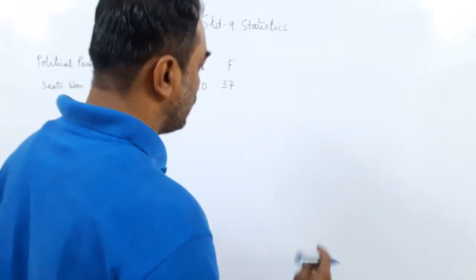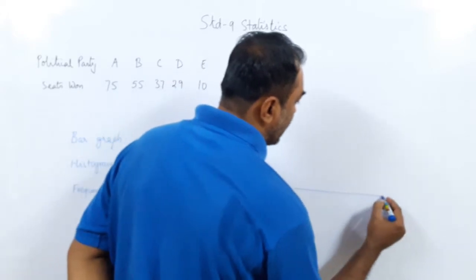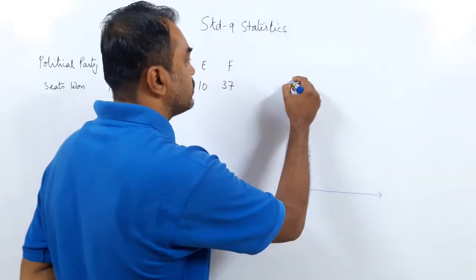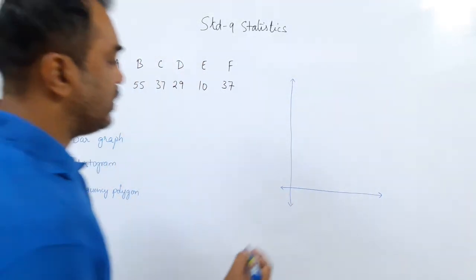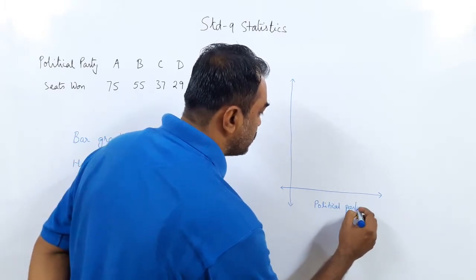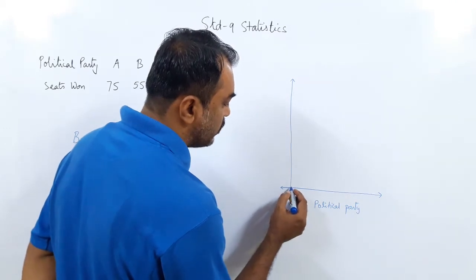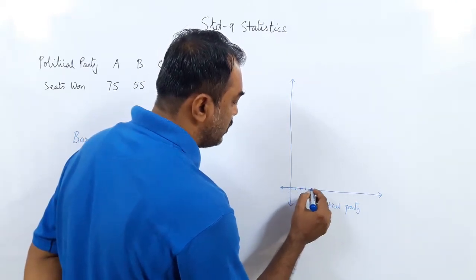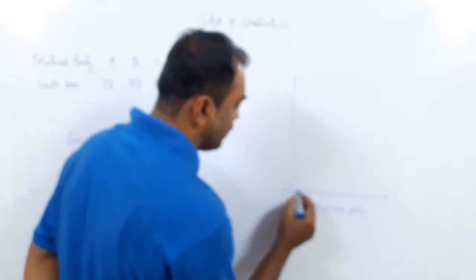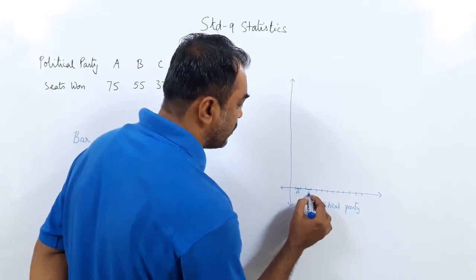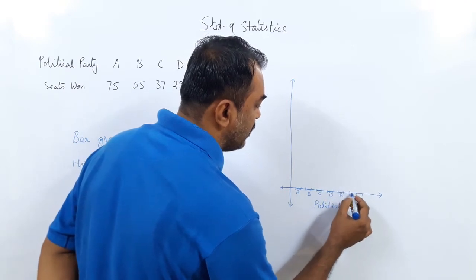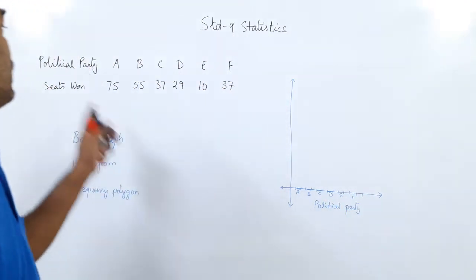You already know. On your paper, you will draw an x-axis, a line, and a y-axis. On the x-axis, we will write the political party. Now, first we begin from 0, then line 1, 2, 3. We'll take the first line to be party A, the second line party B, leaving one gap, party C, a gap, D, E, and F. So I have written the names of the political parties here.